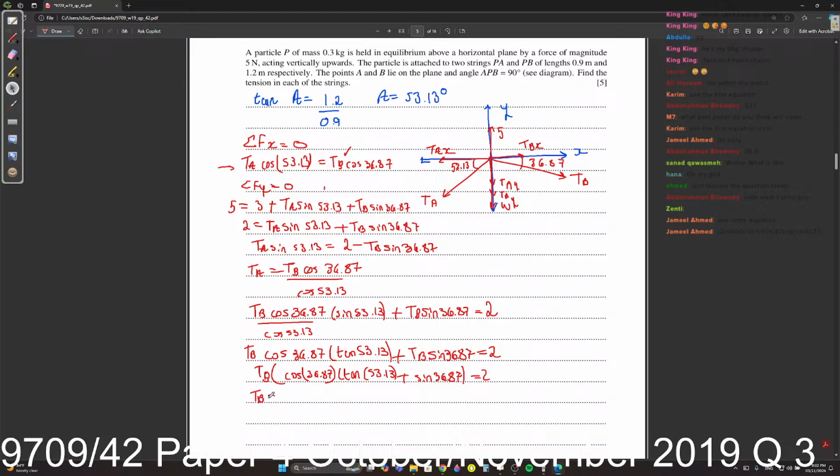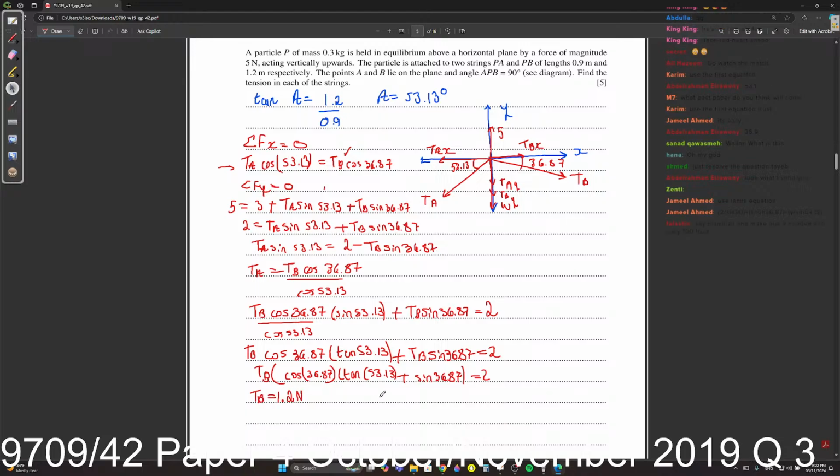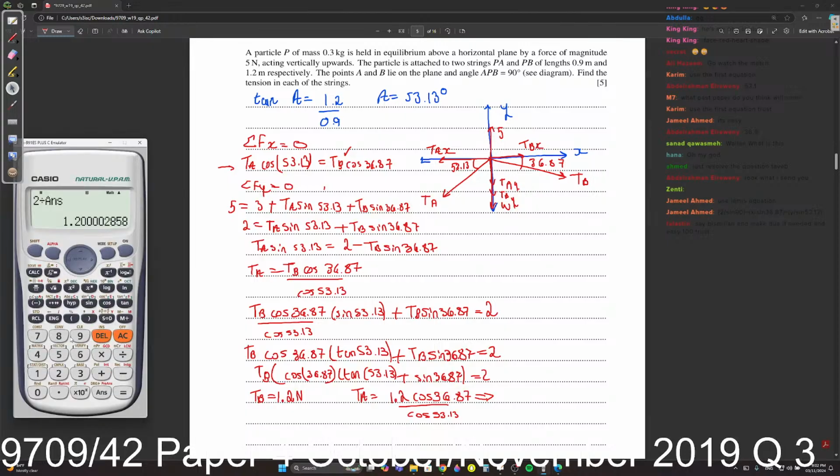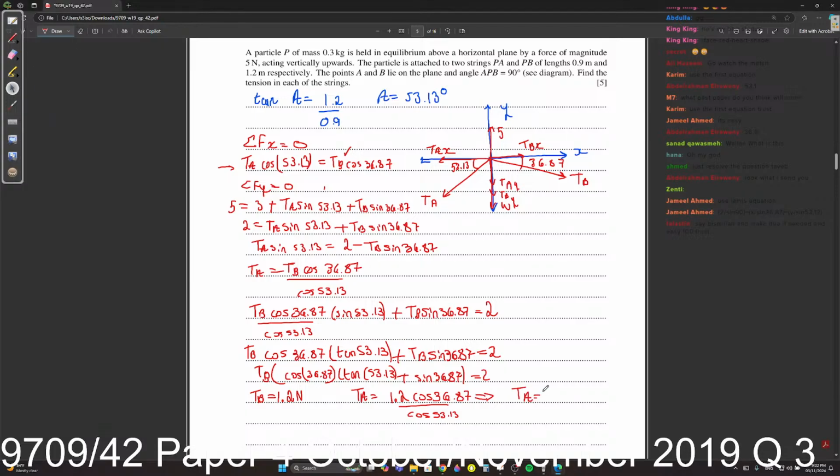Oh my god. We actually got the answer. I did a miscalc. TB is equal to 1.2 newtons. And then TA will just be equal to this. So 1.2 cosine 36.87 over cosine 53.13. You're going to get 1.6 newtons.